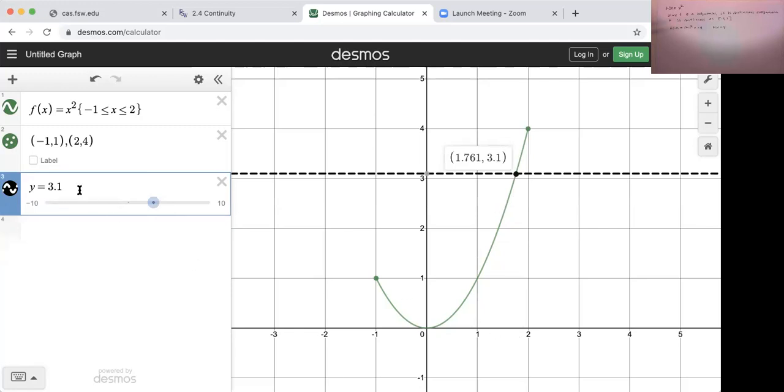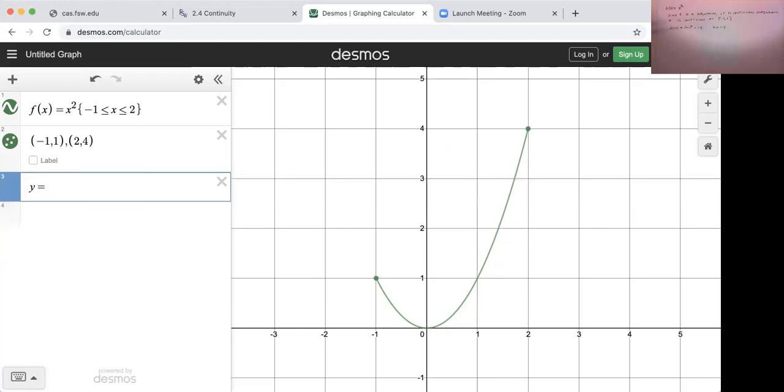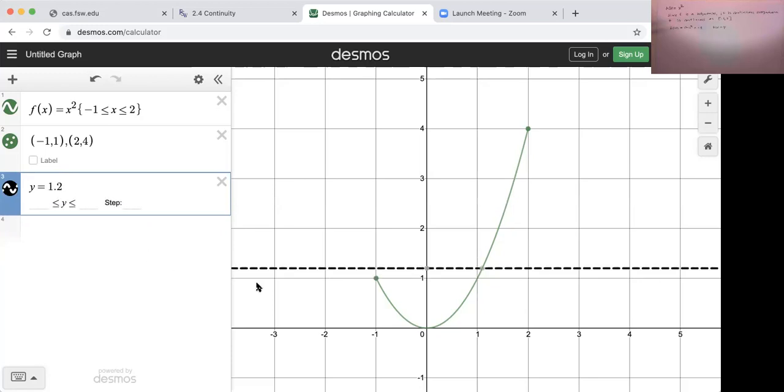What if I choose 1.2? Z is 1.2, in between those two. Do I find a point C that gets sent to 1.2? Sure, 1.095 in the interval from -1 to 2. That's our idea. We pick any number Z between this lowest point and that highest point, or this endpoint and that endpoint. I can find a C in the interval such that F of C equals that number.